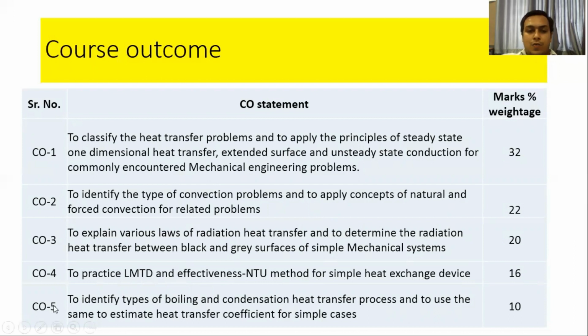Now, course outcome number 5: the student will be able to identify the types of boiling and condensation heat transfer processes, and to use the same to estimate the heat transfer coefficient for simple cases. So again, it is mapped with our unit number 5 according to the GTU curriculum.